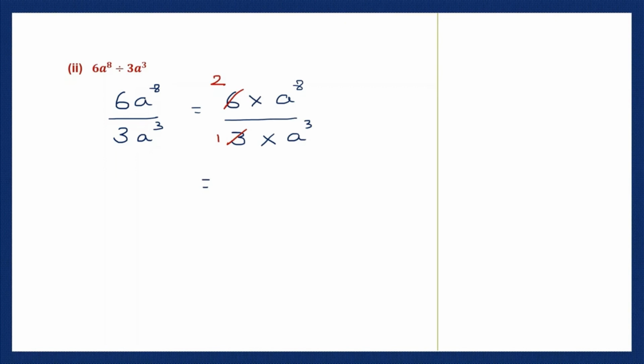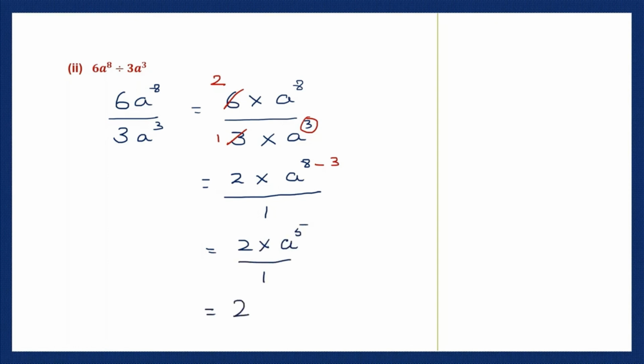So now in the numerator we have 2 into a to the power of 8. Using the exponent law, we are going to move this up. So it becomes minus 3. 8 minus 3. And in the denominator we have only 1. We've removed that a. So now what do we have? 2 into a to the power of 8 minus 3 is 5 by 1, which is 2a to the power of 5. So this is the final answer, 2a to the power of 5.